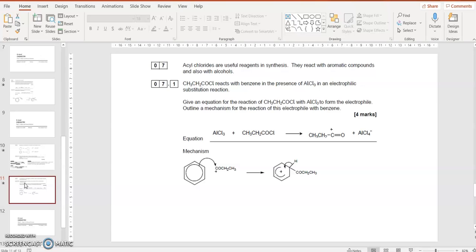Incidentally, what happens to that H plus? That will react with the AlCl4 minus, it will reform AlCl3. That's how you show that it's a catalyst, and it will make HCl or H plus Cl minus, which will form HCl, hydrogen chloride, as white steamy fumes.